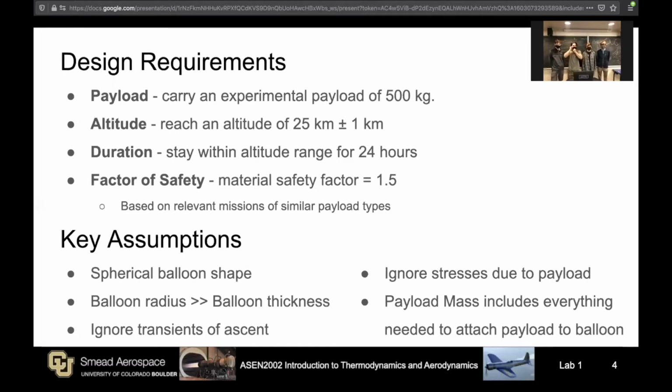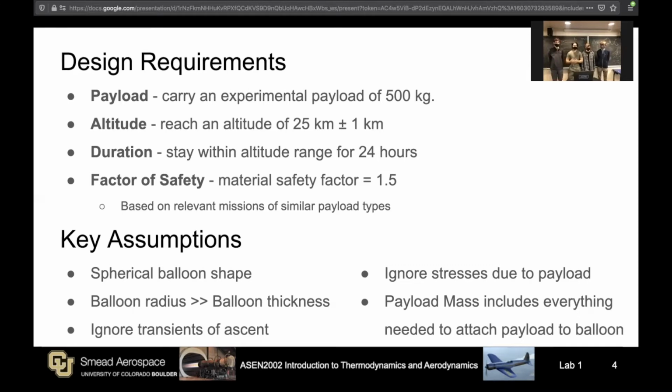So for our design requirements, we decided to have an experimental payload, meaning that we're not going to have any humans on the balloon itself when it's in the air. So that payload is going to be 500 kilograms. We also have to stay at an altitude of 25 kilometers, give or take a kilometer. And then we need to stay up there for 24 full hours. For the factor of safety, we chose a factor of safety of 1.5. We did this based on relative missions with similar payloads that have been done in the past.